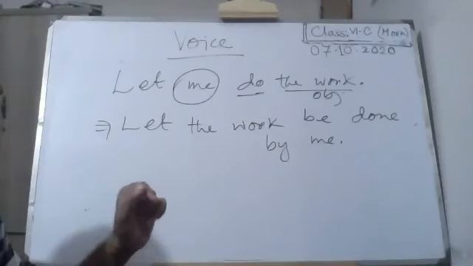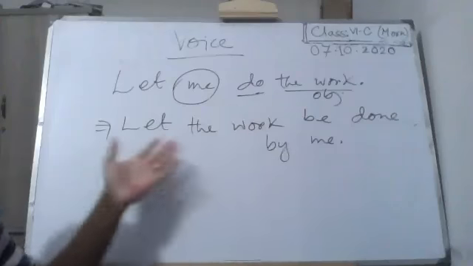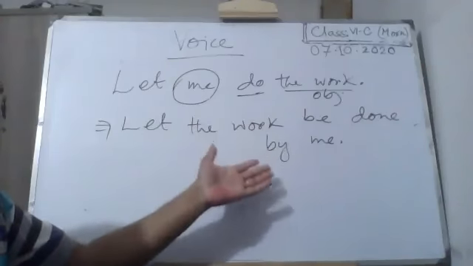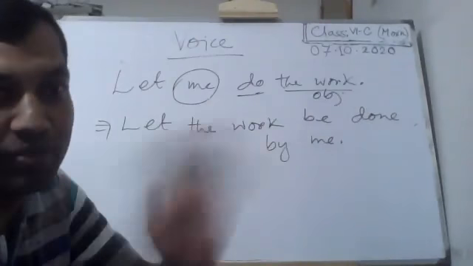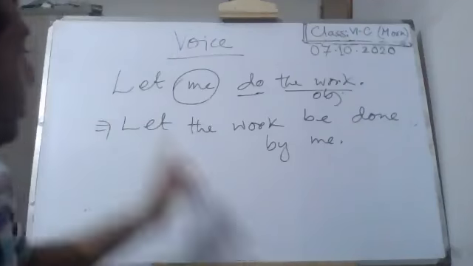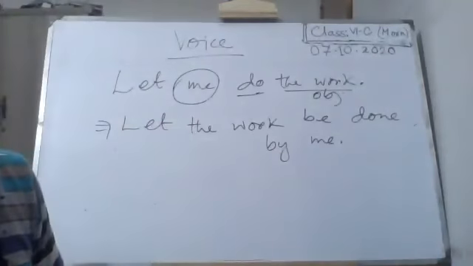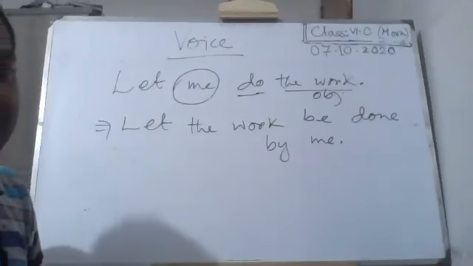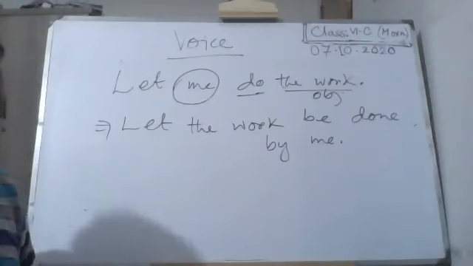This be is from this object. Let the work be done by me. Here by you will not be used. If you write by you, it will be considered wrong.